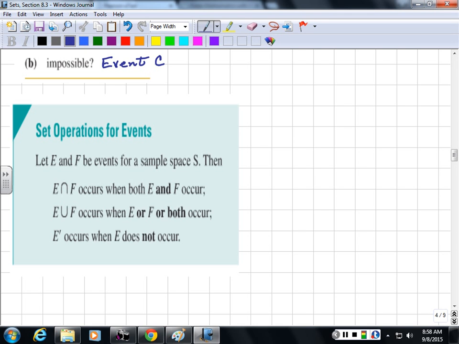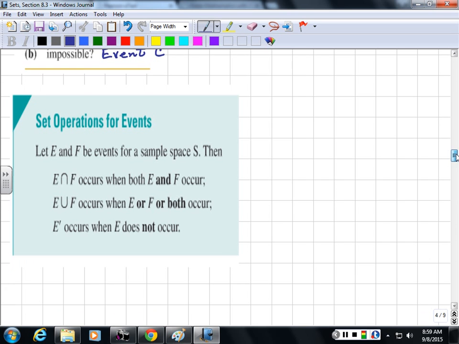And E prime or E complement occurs when E does not occur. This is just simply taking what we've learned about sets and applying them to these probabilistic events. Okay? Now, let's look at checkpoint number 4. Does everybody have all that?